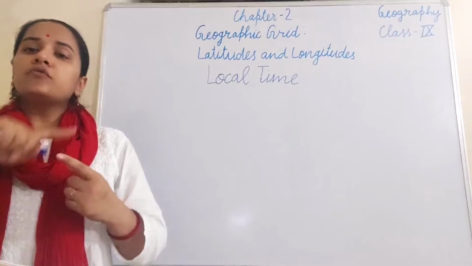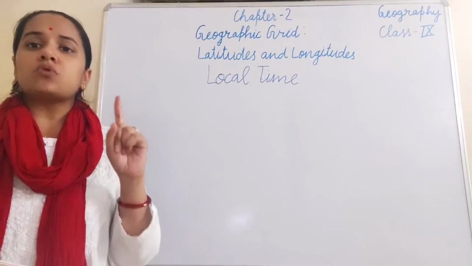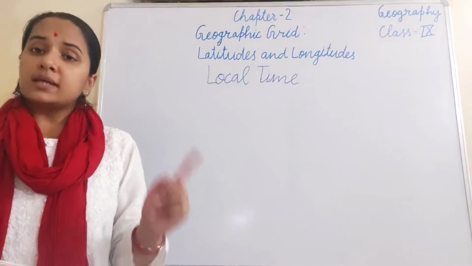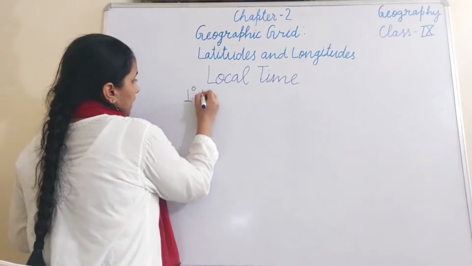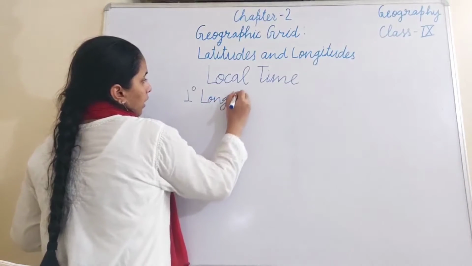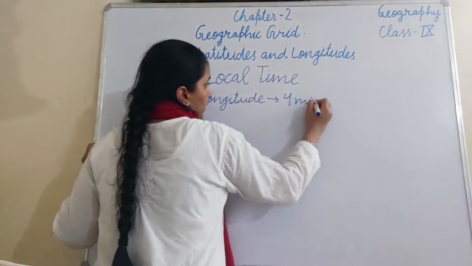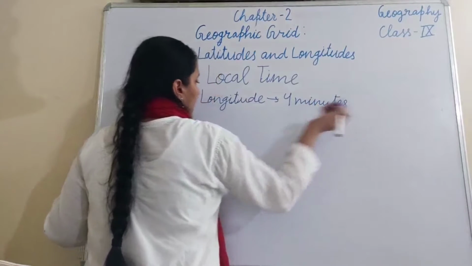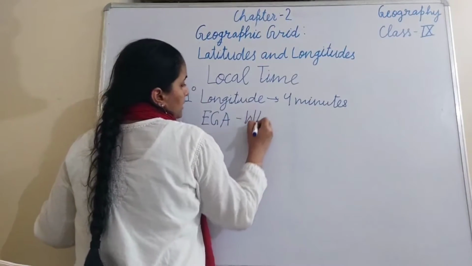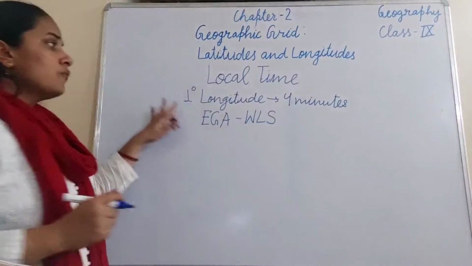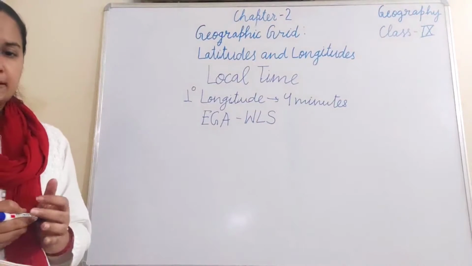For each degree of longitude, there is a difference of 4 minutes in time. The time varies by 4 minutes for 1 degree of longitude. And we also know the formula: east gain add and west loss subtract. So we will use this to calculate the local time of a particular place.